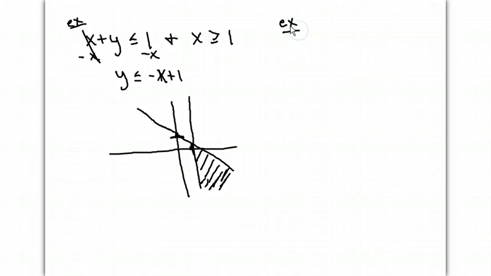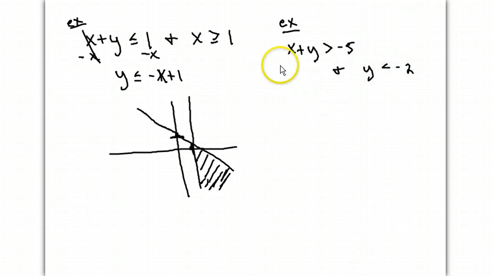So let's say, for example, I have x plus y greater than negative 5, and I have y less than negative 2. Well, the first one you have to solve for y. So you subtract x from both sides, and what you end up with is y is greater than negative x minus 5.